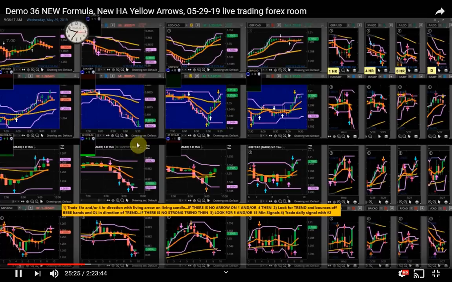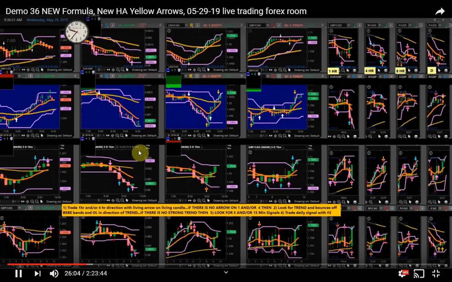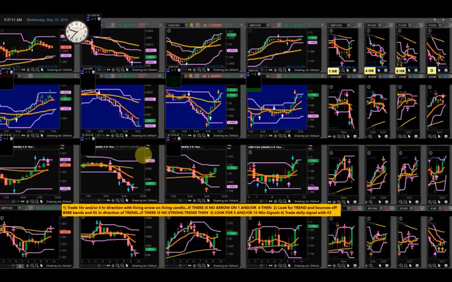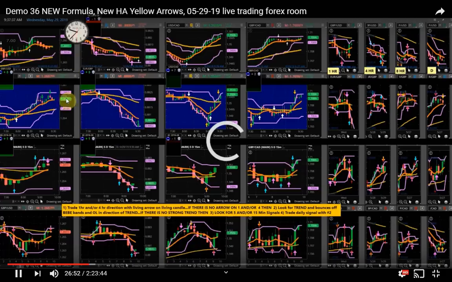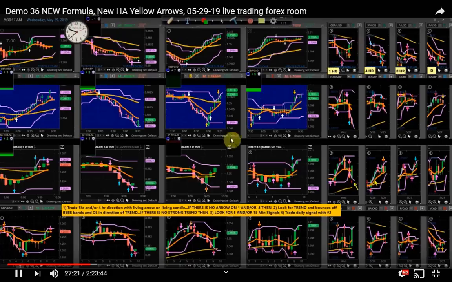Right, so I'll let that run again a little bit, and then we'll move on. Again, look at the GU, that one's pushed up. I wouldn't trust this one. I don't think so, no. I won't take that one.